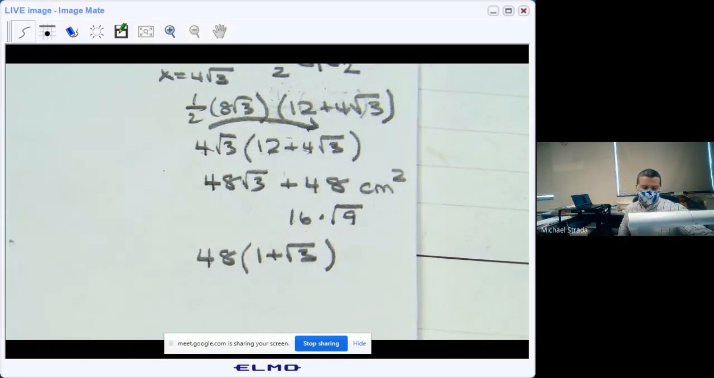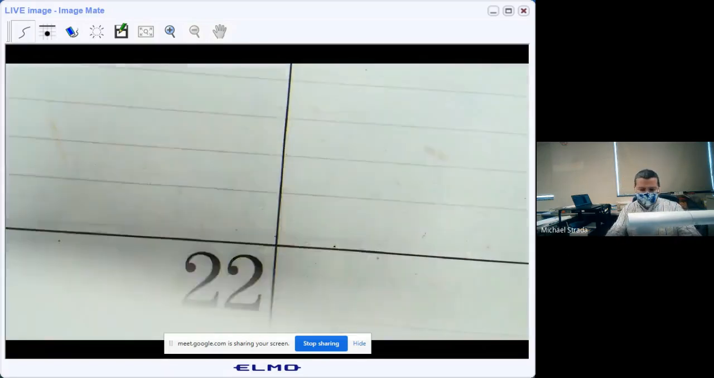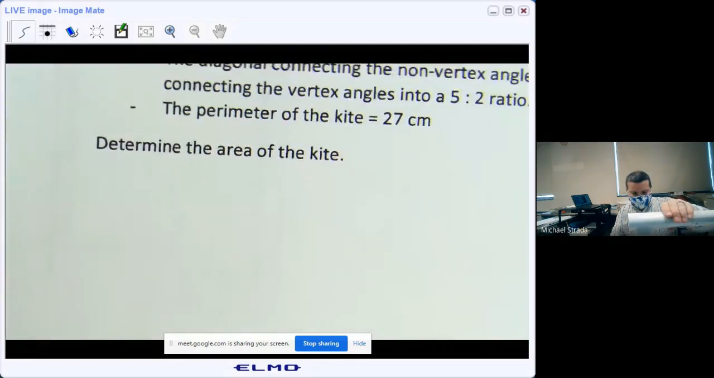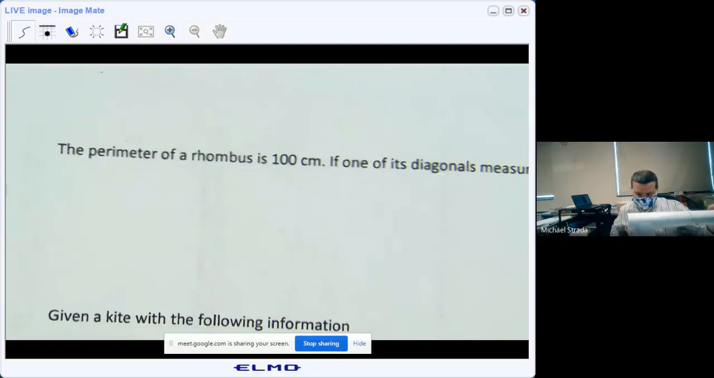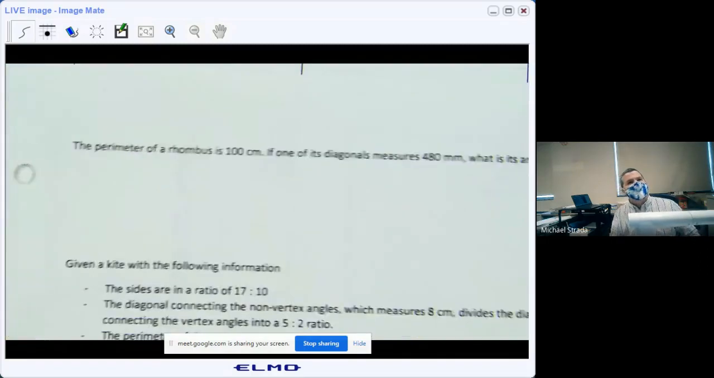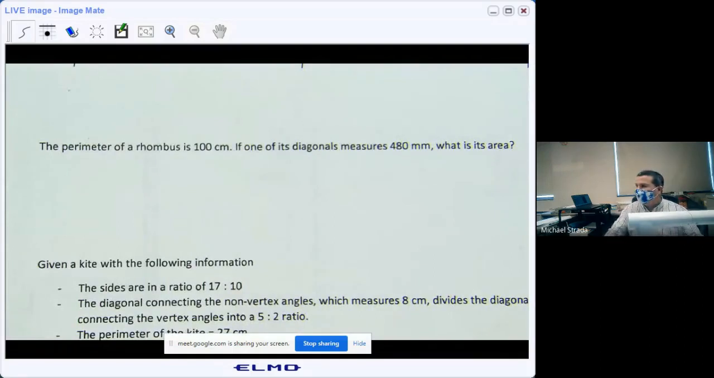All right, so anytime you see 30, 60, or 45. Okay, now for the fun. The perimeter of a rhombus is 100 centimeters. If one of its diagonals measures 480 millimeters, what the? Is that a mistake? No. Centimeters and millimeters, you got to convert.